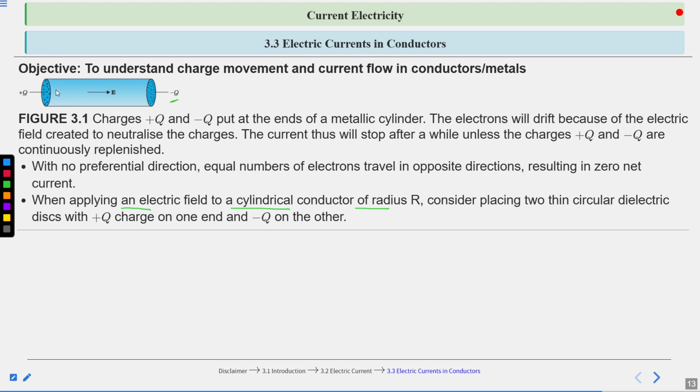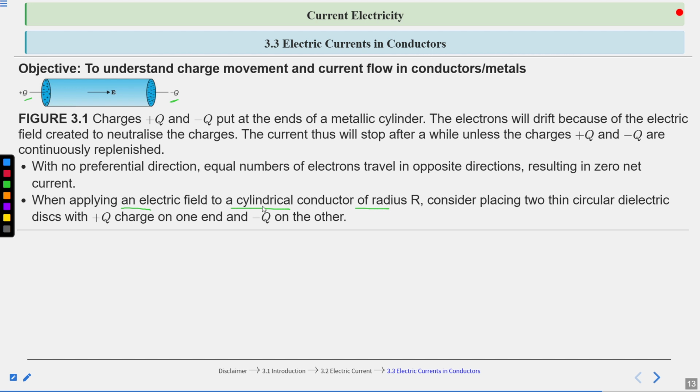Because if we put any charge on the conductor, charge will flow, because this is a conductor, so it will allow the movement of charges. So we want to fix the charges to maintain the potential difference. So we are applying the potential difference with the help of the dielectric disc. Okay, so we are charging this dielectric disc. This dielectric disc is charged with positive charge, and this is given negative charge, plus q and minus q.